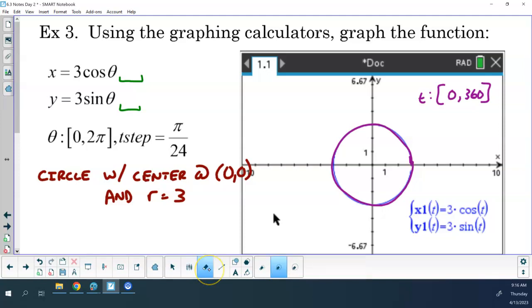2 pi is 360 degrees, so we would have gotten that. If we would have put it at 0 to 180, we would have only gotten that, and so on and so forth. Okay? Or if we were in radians, if we would have gone 0 to pi, we would have only gotten that top half of the unit circle. Okay? Questions on that stuff? Fantastic.